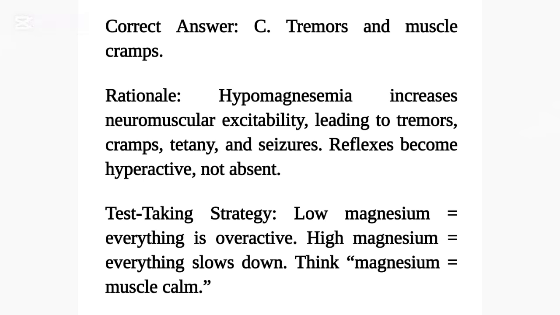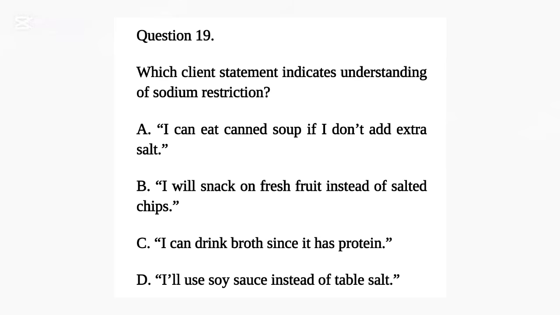Rationale: hypomagnesemia increases neuromuscular excitability, leading to tremors, cramps, tetany, and seizures. Reflexes become hyperactive, not absent. Test-taking strategy: low magnesium equals everything is overactive. High magnesium equals everything slows down. Think magnesium equals muscle calm.